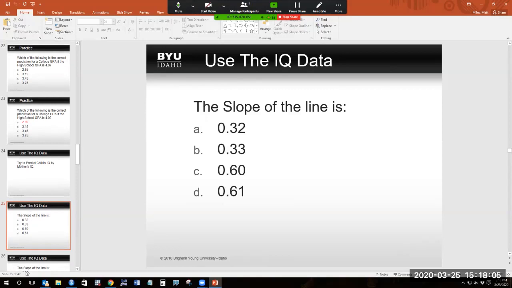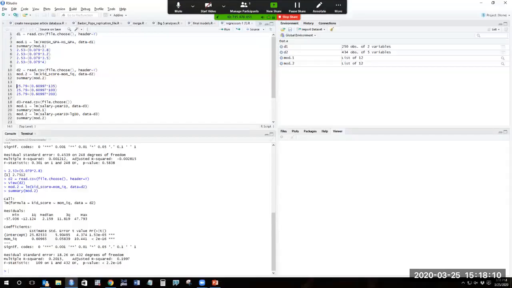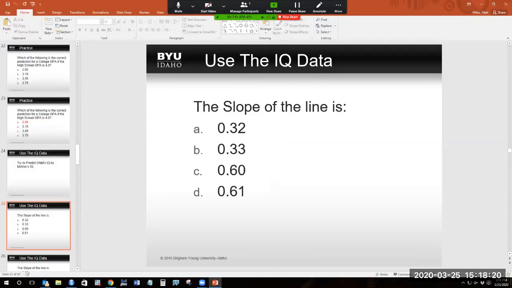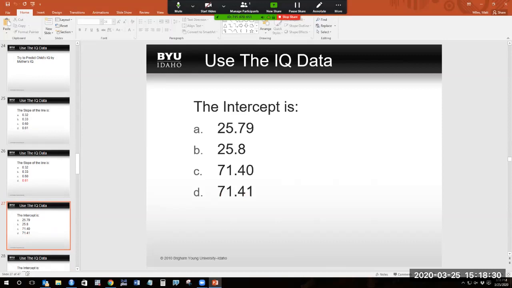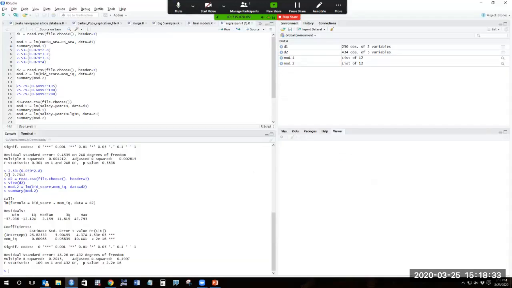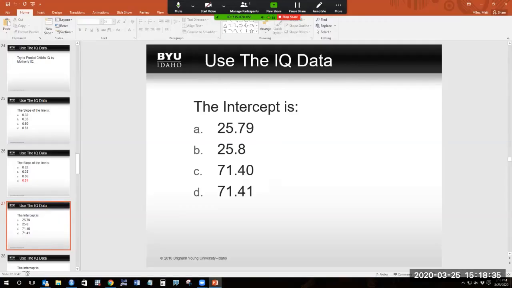So the slope of the line, I showed you how to find that. You can go ahead and look at my output if you want and see if you can find the slope of the line. And the answer is 0.61, because it's this value, and then we round it up. That's the slope of the line for Mom IQ. And the intercept, right here, 25.82. That's the closest one right there. So it's the only one I rounded. It didn't go to 2 decimal places.